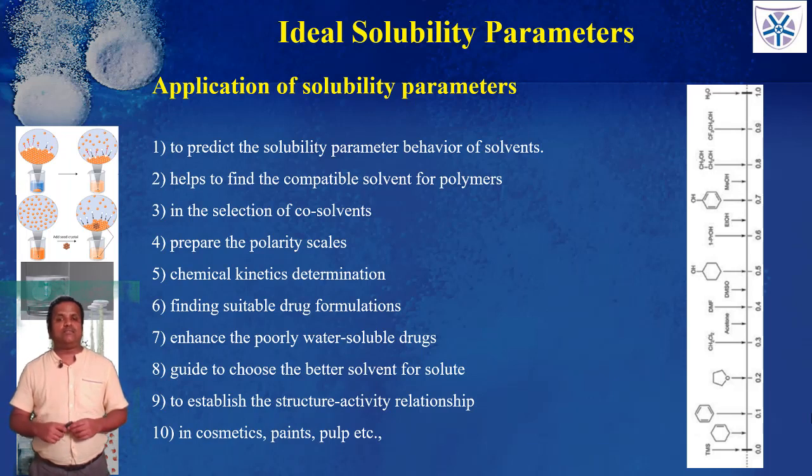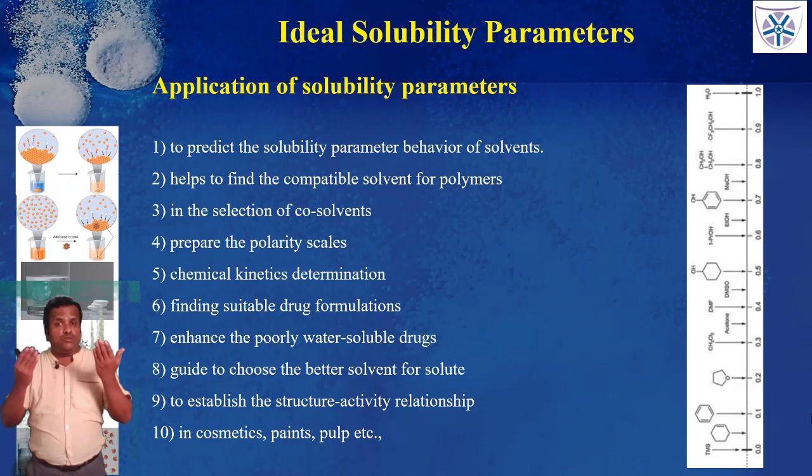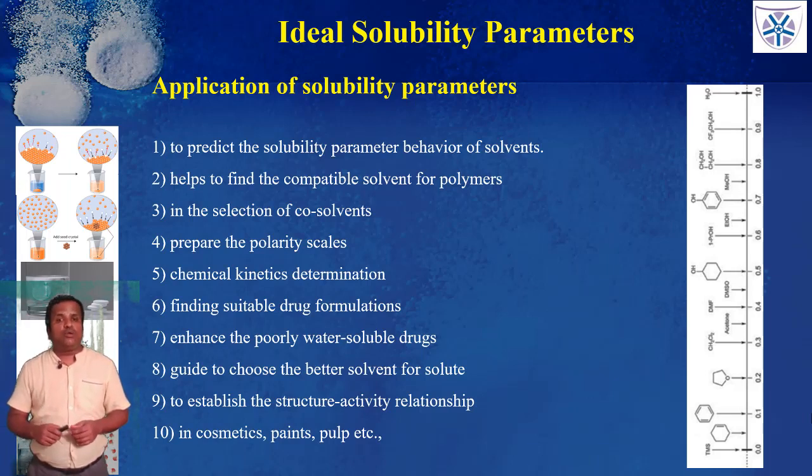The next one is the selection of co-solvents. Sometimes a solute molecule is not soluble in the given solvent. During that time, we can use an additional solvent in order to enhance the solubility. For that purpose we use co-solvents, using these ideal solubility parameters. The fourth one is preparing polarity scales. On the right side I have given the polarity scale of each solvent, which depends on the solubility of the given solute molecule. So we can prepare polarity scales using these parameters.